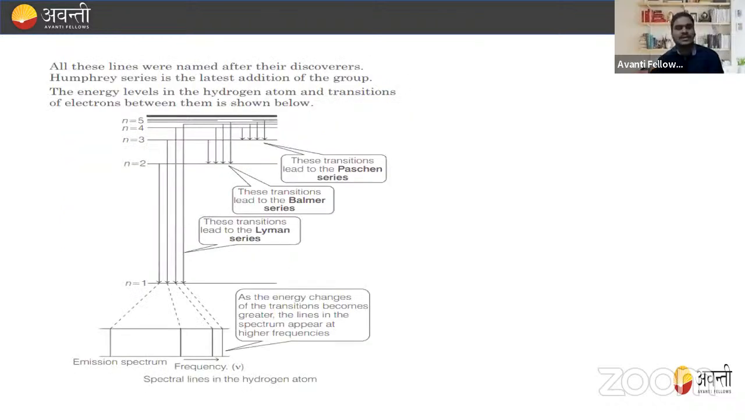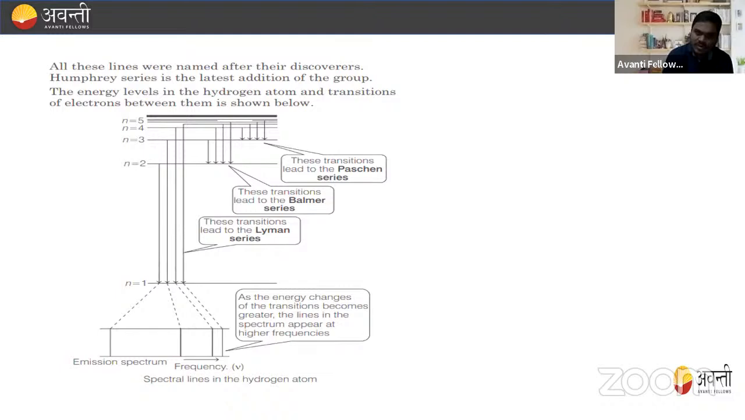So this is basically the spectrum of the hydrogen line. As we can see, when the electron transitions, this is n equal to 1 and this is n equal to 2. You can clearly see there is a large energy difference between n equal to 1 and n equal to 2. This is arranged according to the energy, right? So there is a large energy difference between n equal to 1 and n equal to 2.